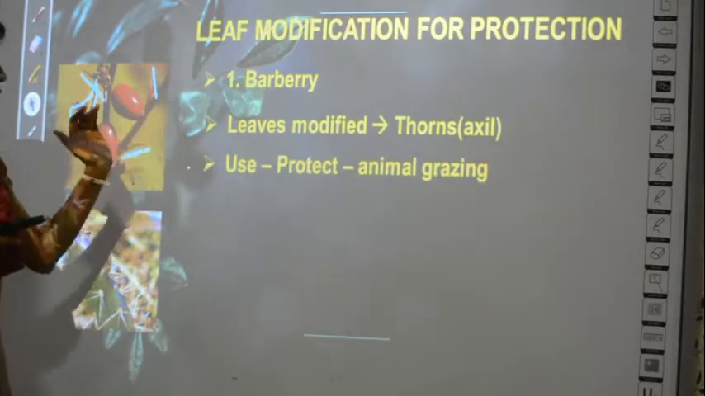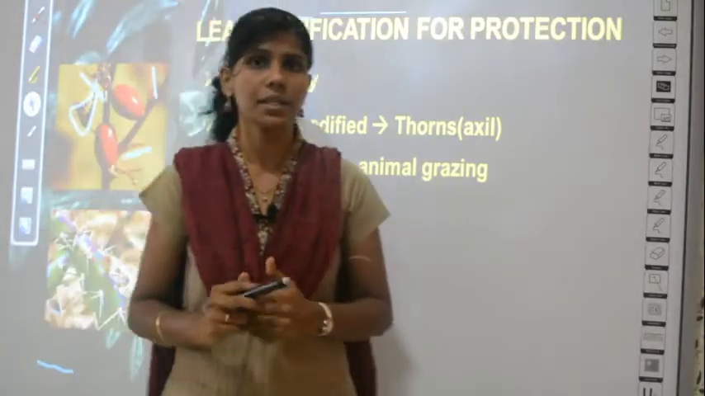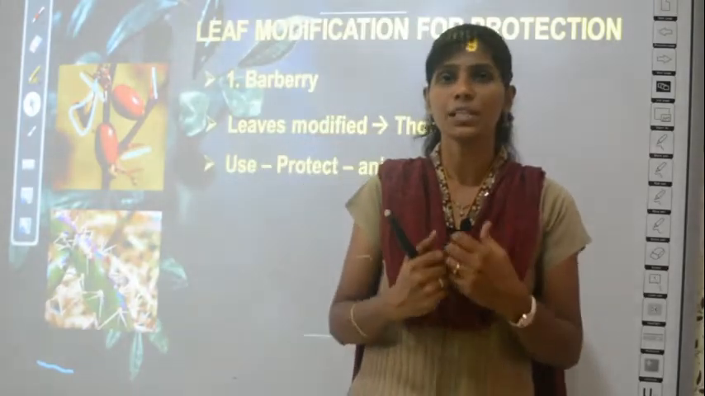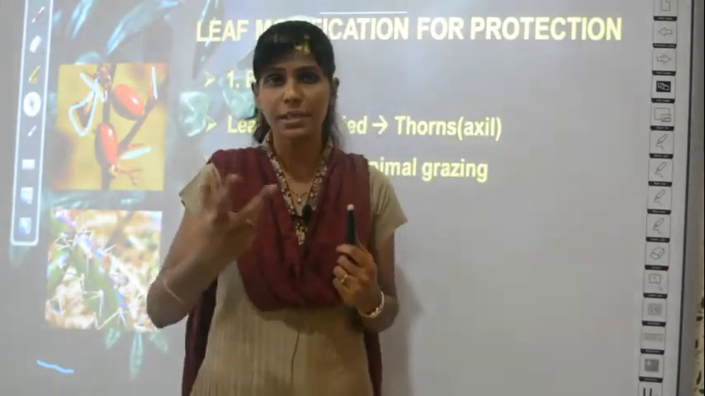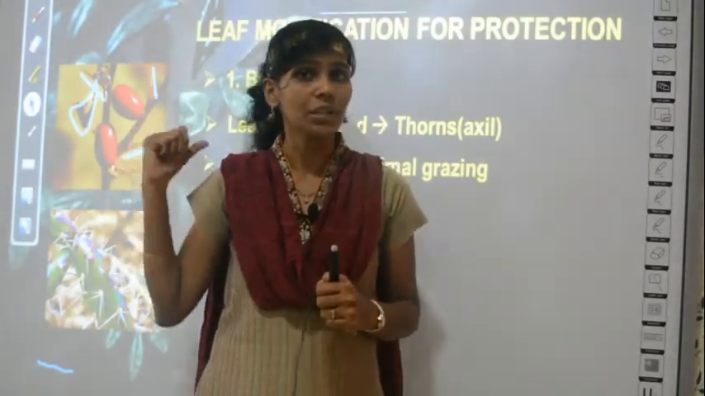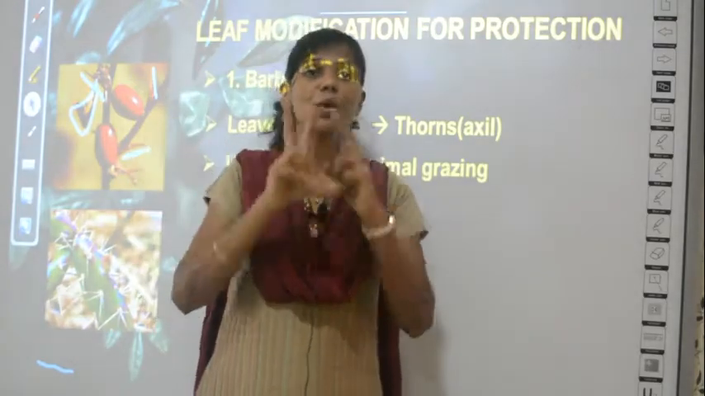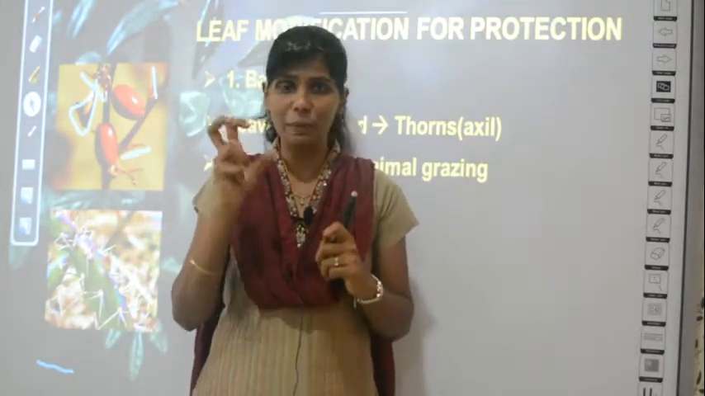What else? What is the use of it? It can protect animals from grazing. The presence of thorns will protect the animal from grazing. What is grazing? Usually if an animal, especially cow or goat, if they see a plant, they will start eating the leaves all, no? But here, since the leaf is modified into a thorn, will an animal eat a thorn? No, right? It will prick it.